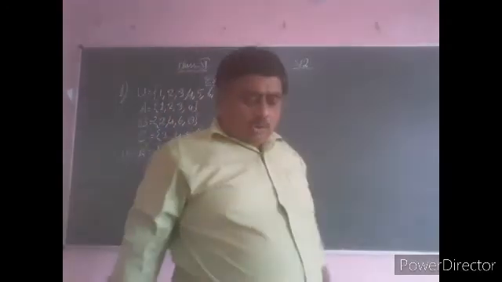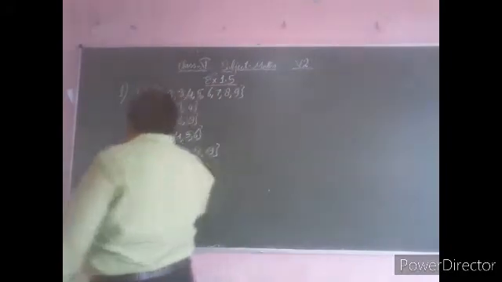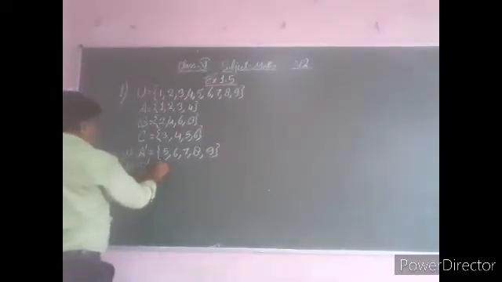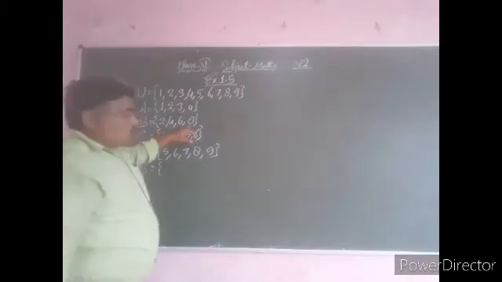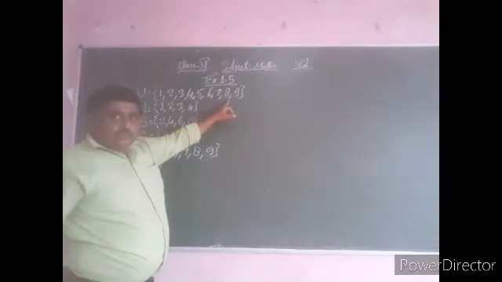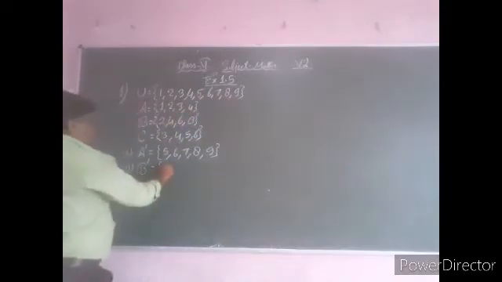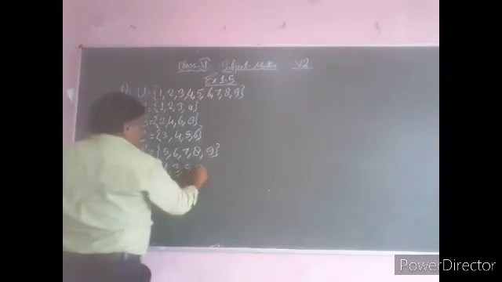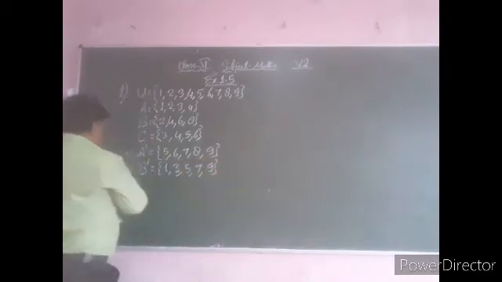Now B complement, second one. B is 2, 4, 6, 8. Write down the rest of the elements: 1, 3, 5, 7, 9.